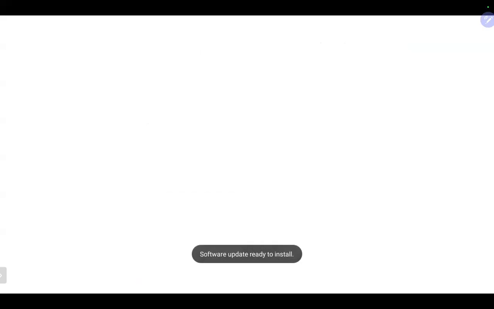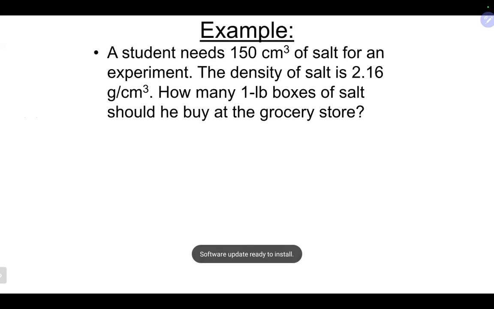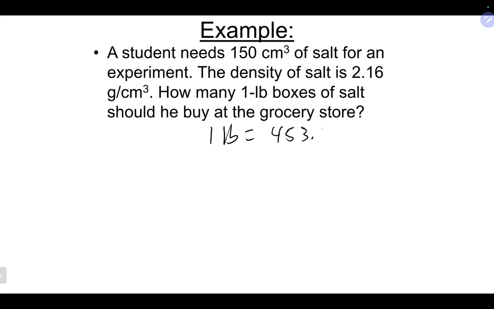All right, so let's take a look at another example here. A student needs 150 cubic centimeters of salt for an experiment. The density of salt is 2.16 grams per cubic centimeter. How many 1 pound boxes of salt would they need? By the way, 1 pound is 453.6 grams. All right, let's take a second or two, see what you come up with. You can see how we're doing.